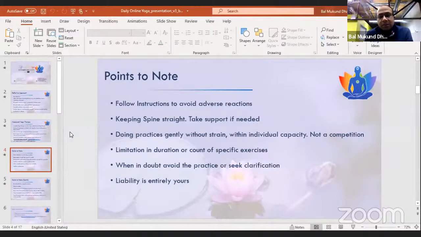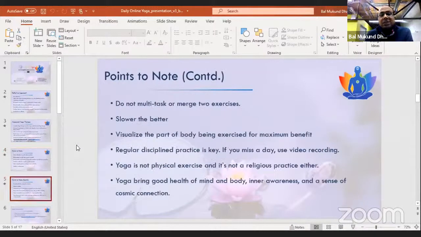Also, there is a limit in duration or count. Please follow it. When you have doubt, avoid the practice or seek clarification, but remember that the liability is entirely yours. Do not multitask or merge two exercises. The slower you do, the better it is for you. The other very important thing is regular disciplined practice. So if you miss a day, use a video recording from our yoga channel on YouTube, Life in Yoga Rajan, where we broadcast our sessions live.